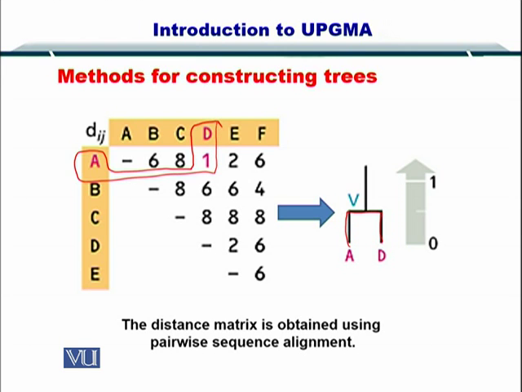So the height is 0.5, 0.5. So 0.5 plus 0.5 will be equal to 1. If you want to measure the distance between A and D, this is equal to 1. Here on the vertical axis, you can clearly see that the height of this tree is 0.5. So let's call this tree V. The cluster A and D is now V.